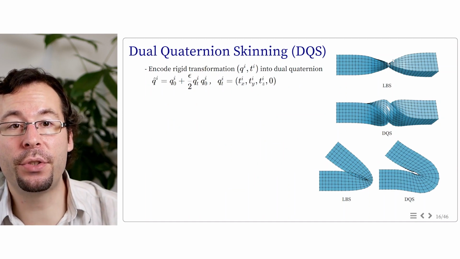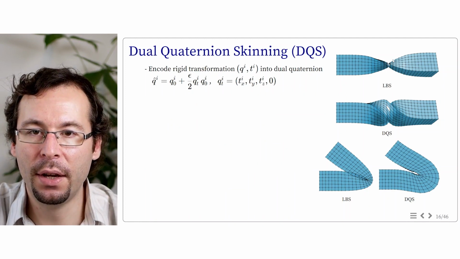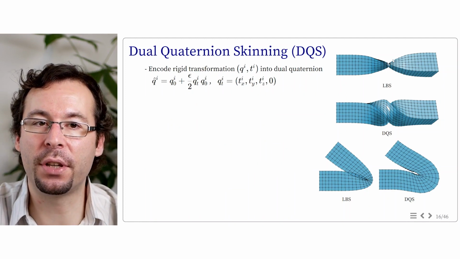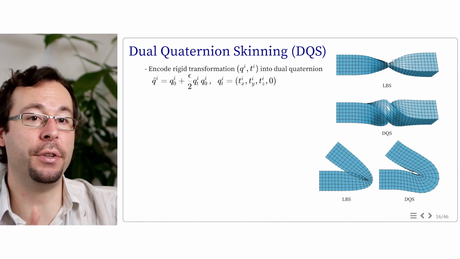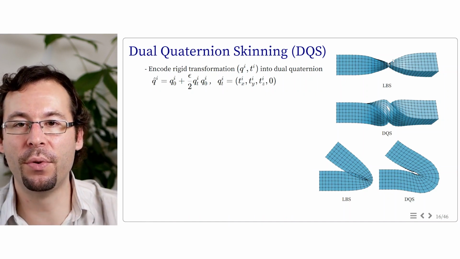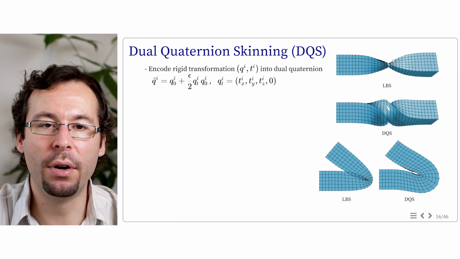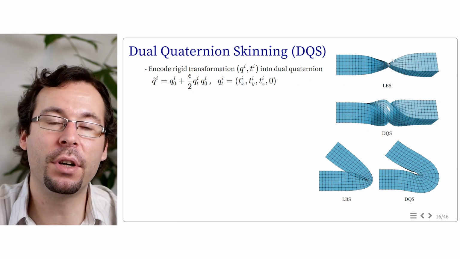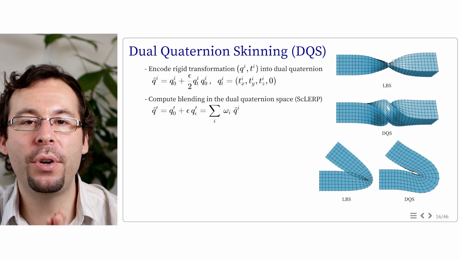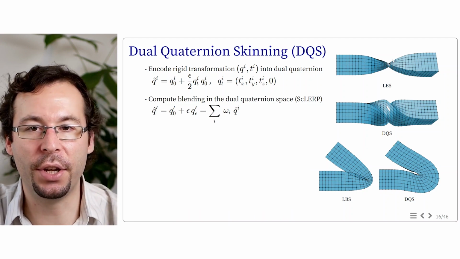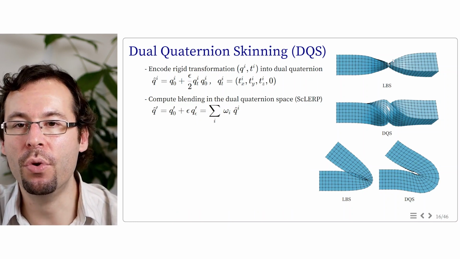And now we have all the elements to perform the skinning with the dual quaternion, which is also called DQS. First, we have as input a set of rigid transforms per joint, given by quaternion and translation. We convert these into their dual quaternion correspondence, which is Q hat equals Q0 plus epsilon divided by 2 Qt Q0, with Qt being the quaternion with the translation coordinates Tx, Ty, Tz, and 0. Then we perform the actual blending as a linear interpolation in the dual quaternion space, and this is called the SCLERP, as in screw lerp.